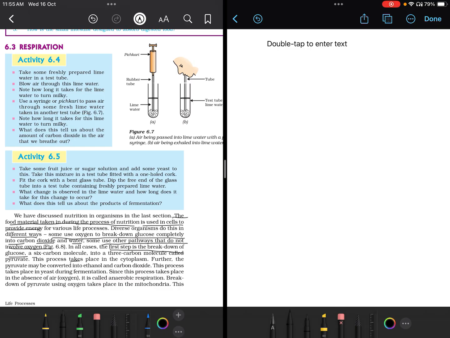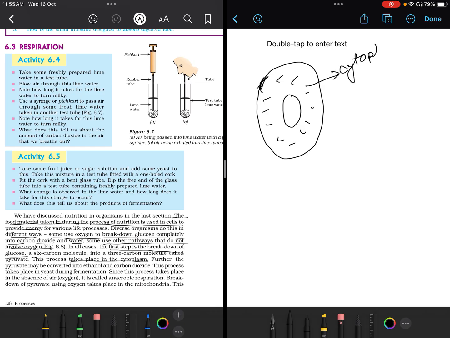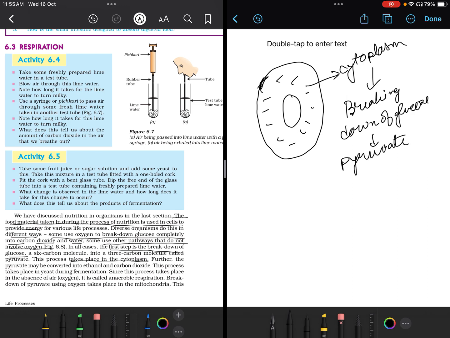This process takes place in the cytoplasm. I hope you know what is cytoplasm. Okay, for your understanding, let's see. This is a cell lined by plasma membrane, and this is a nucleus. This portion is called the cytoplasm. So, breaking down of glucose takes place in this cytoplasm, and pyruvate is formed in the cytoplasm itself. So, just remember this fact.